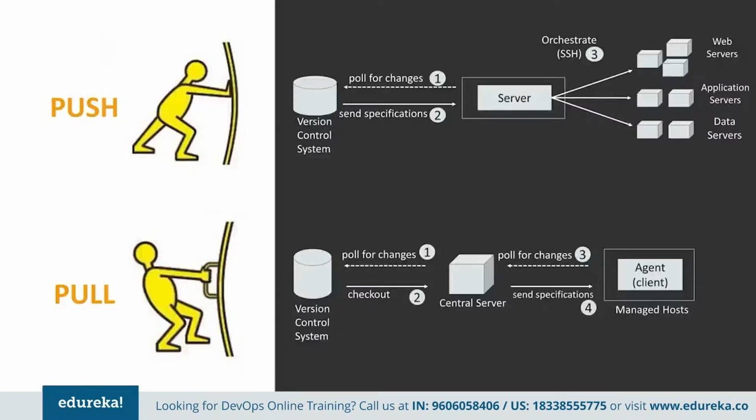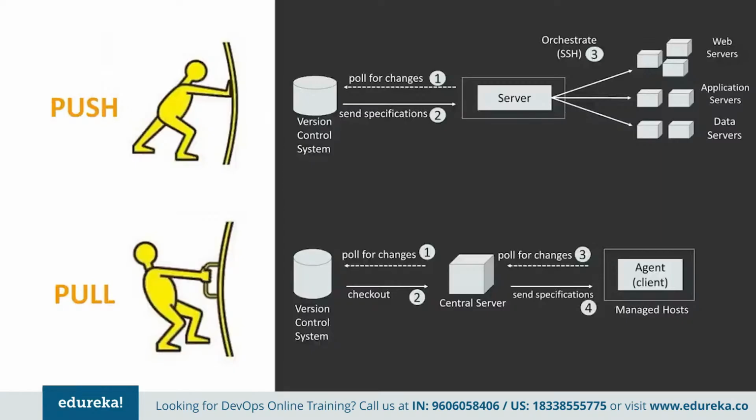Not only this, but also in a push-based configuration management system, as you can see on the screen, there's a version control system which manages all the changes in the code base, and then we have a server. This server will have Ansible or any other configuration management tool installed there, and then we'll have a bunch of nodes. These nodes are basically the collection of web servers, application servers and also database servers, and all of these are connected to the main server via SSH.